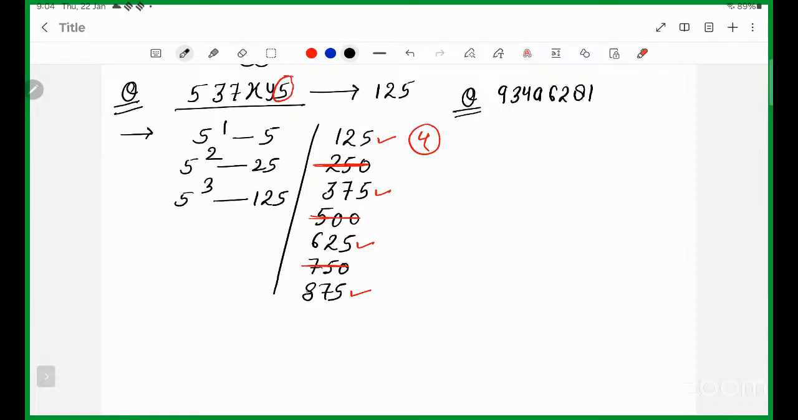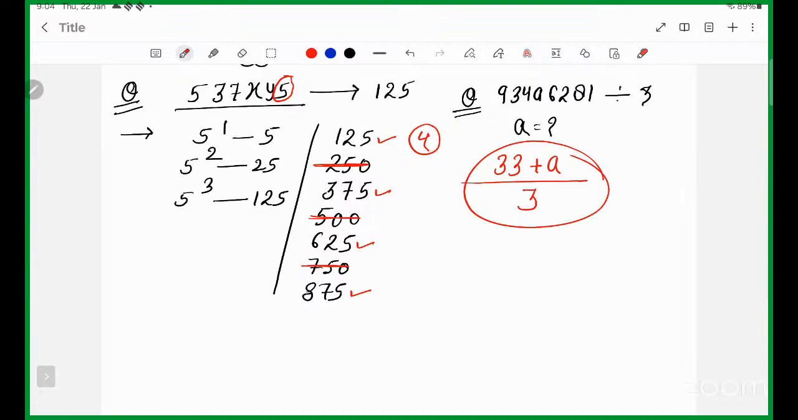This number is divisible by 3. What can be the values of a? Okay. So first we will add this and we'll check what is our addition. It will be 9 plus 3, 12, 12 plus 4, 16, 16 plus 8, 24, 24 plus 8, 32 plus 1, 33. So it will be 33 plus a. I have to check whether it is divisible by 3 or not.